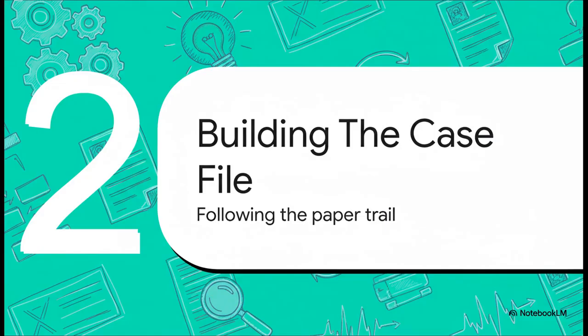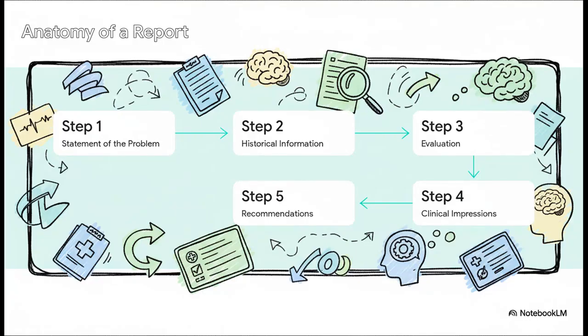Okay, to really get a feel for this, we're not just going to talk theory. We're going to go full-on detective mode. We're going to follow the paper trail and watch how a real report is built from the ground up, piece by piece. Every section is another clue in the case file. And here it is. This is our roadmap. Pretty much any report you see is going to have these 5 big sections. It's a logical flow, right? You start with what's the problem, and you end with here's what we're going to do about it. So let's jump into that first step and see how it all kicks off.